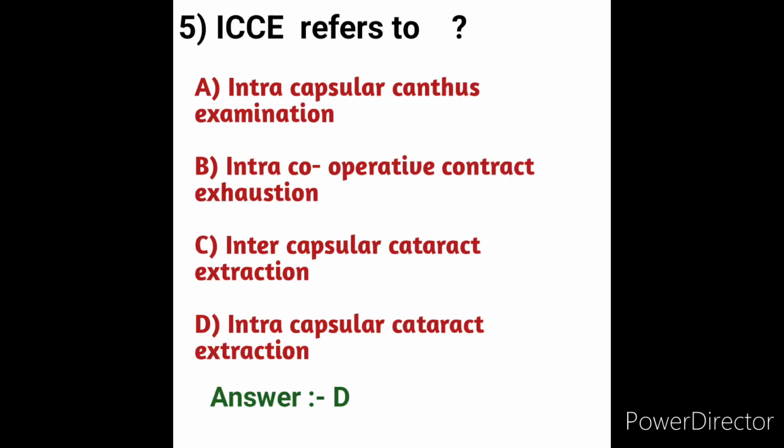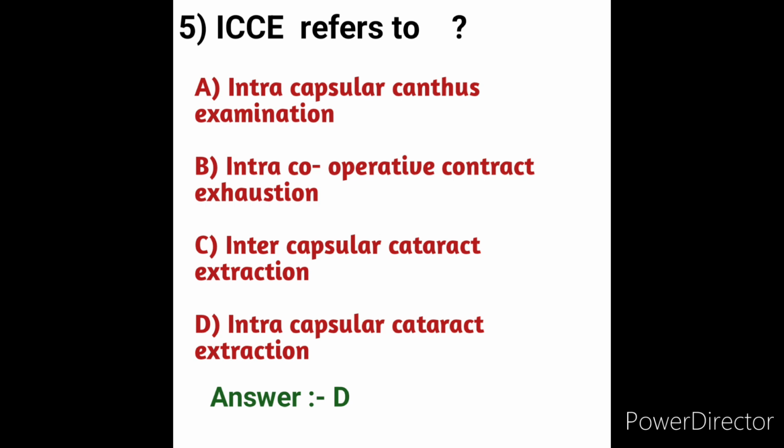Next, move on to question number 5. ICCE refers to what? What is ICCE? From the options, we will see here. Option A, intracapsular canthus examination. Option B, intraoperative contract exertion. Option C, intercapsular cataract extraction. And option D, intracapsular cataract extraction.